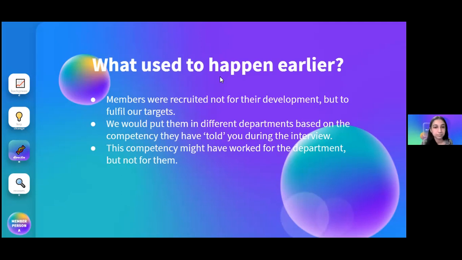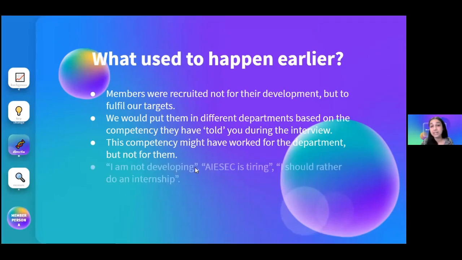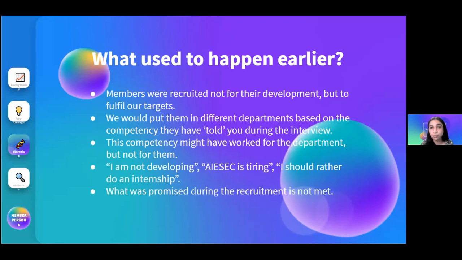And then another point is how we usually start feeling. Even I have felt that in the organization at one point of time, that I'm maybe not developing or I'm feeling tired and I should rather do an internship. And especially in India, we are emphasized a lot on finding routes where we can be engaged in some sort of internship or where we can get money and not waste our time, especially when you hear about the parents, right? And then of course what happens is what is promised during the recruitment is not met with the members.